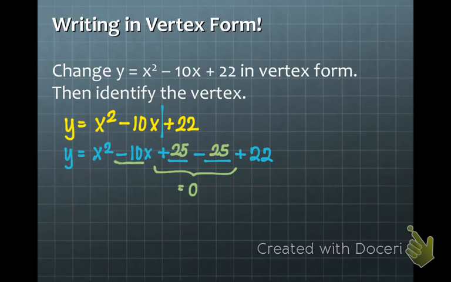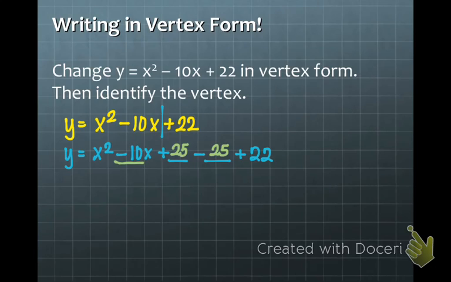So this is kind of a little math trick that we're doing. I need that plus 25 to be able to complete the square, but I'm not allowed to add 25. I am allowed to add 0. This is actually a trick that mathematicians use a lot to do different things, but for us right now, it helps us mainly with completing the square.